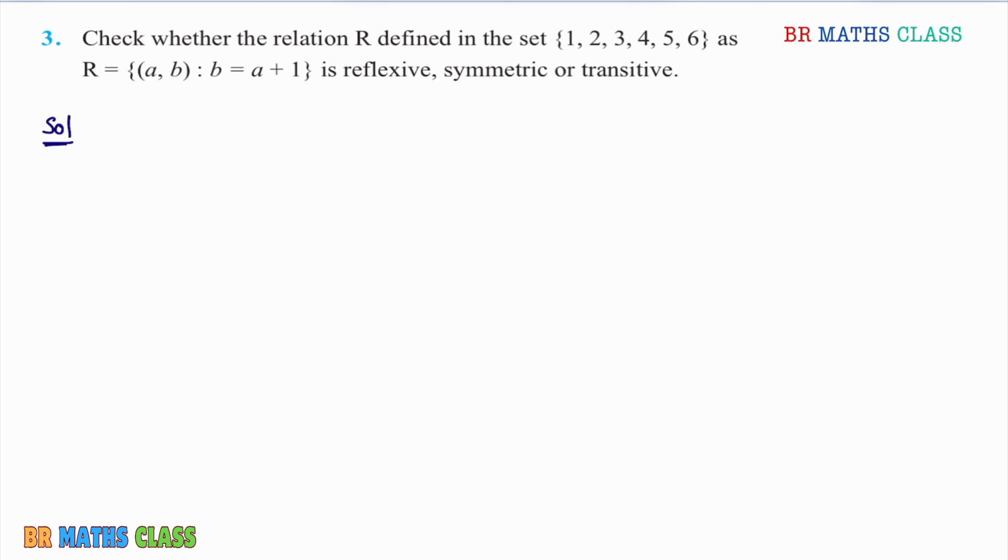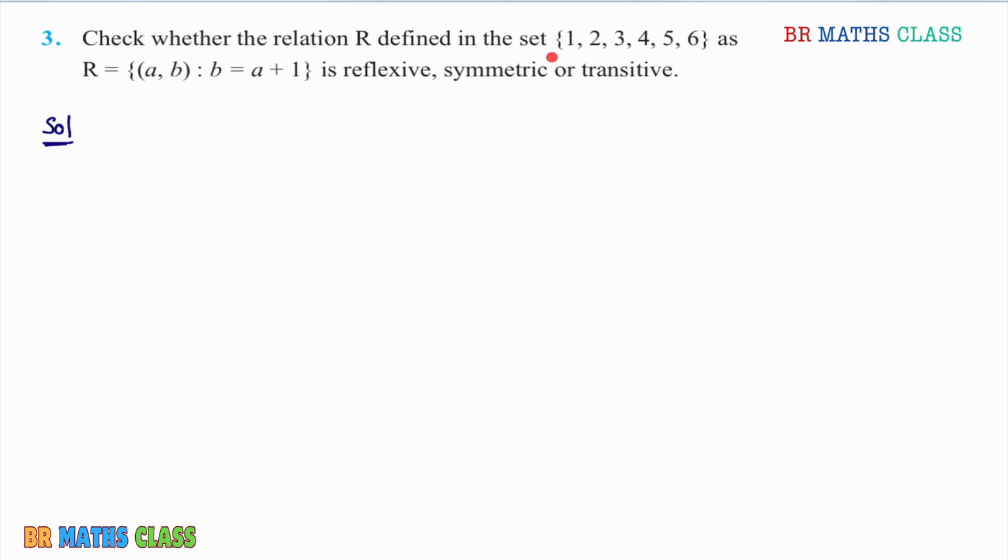First step, this relation is on which set? You see here, they gave a set but didn't name it. We'll name the set. I'll name it as A. The set A is {1, 2, 3, 4, 5, 6}. And the second point is, relation R is on which set? Relation R is on this set. That means R is a relation on A.